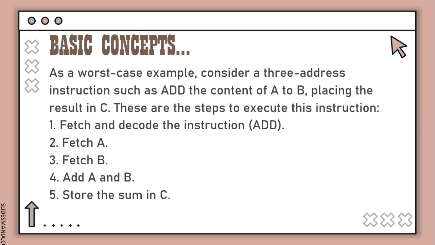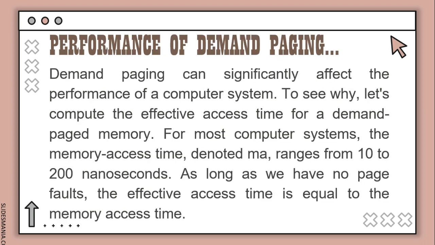These are the steps to execute this instruction. First, fetch and decode the instruction ADD. Second, fetch A. Third, fetch B. Fourth, add A and B, and lastly, store the sum in C. If we fault when we try to store in C because C is in a page not currently in memory, we will have to get the desired page, bring it in, correct the page table, and restart the instruction. The restart will require fetching the instruction again, decoding it again, fetching the 2 operands again, and then adding again. However, there is not much repeated work, less than 1 complete instruction, and the repetition is necessary only when a page fault occurs.